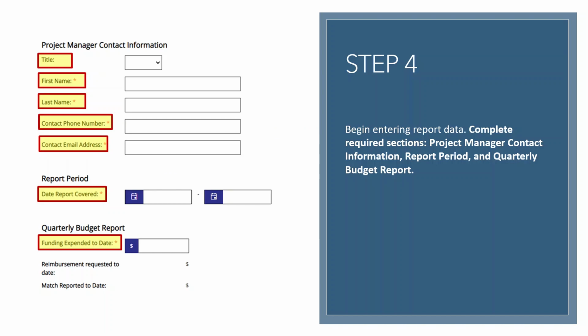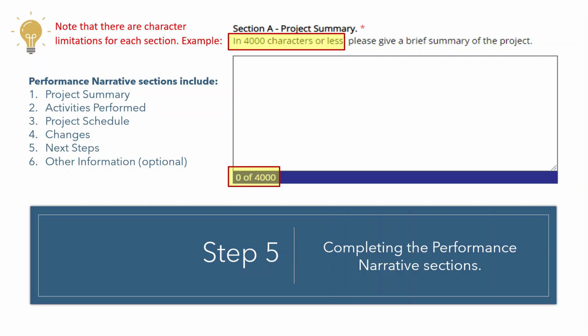In step 4, begin entering your report data. Complete the required section, such as project manager contact information, reporting period, and the quarterly budget report. In this step, please complete the performance narrative section by giving a brief summary of your project. Note that there may be character limits in each section.